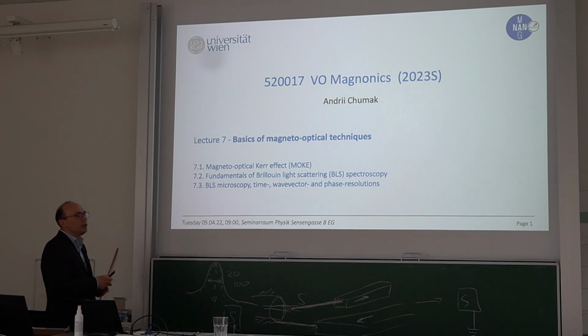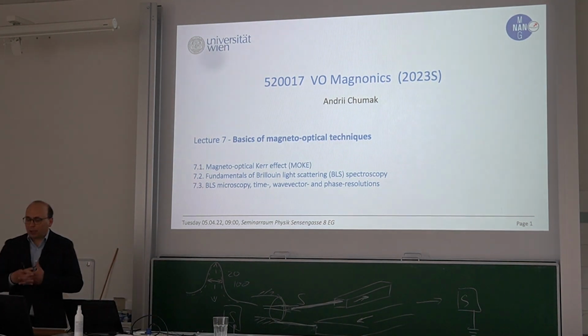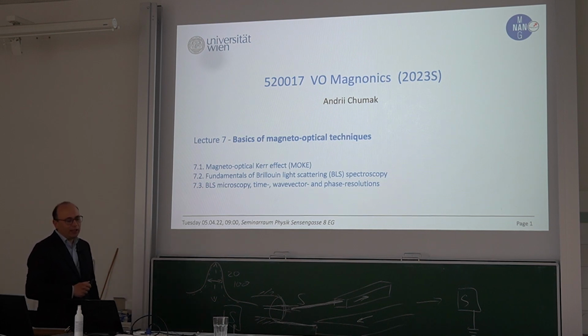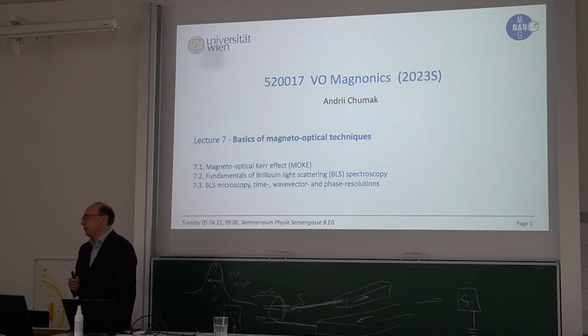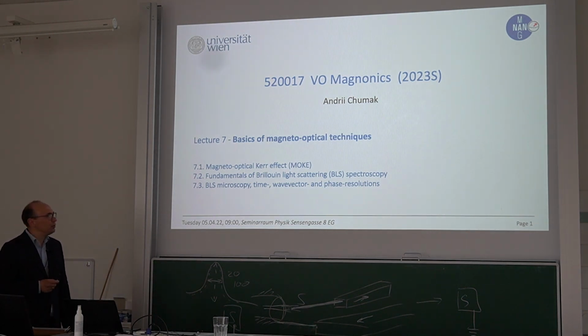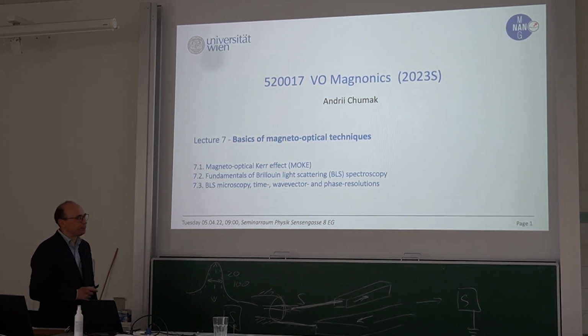So MOKE is used to study static magnetization distribution, but it also gives access to dynamic magnetization, so you can see propagating spin waves with it. And second, a powerful tool is Brillouin light scattering spectroscopy, BLS. And BLS has many advantages. Principally, it's probably the most powerful tool nowadays, which gives you all information about spin waves and is intensively used in research. And then we'll speak a bit about how to make BLS with time, wavevector, and phase resolution.